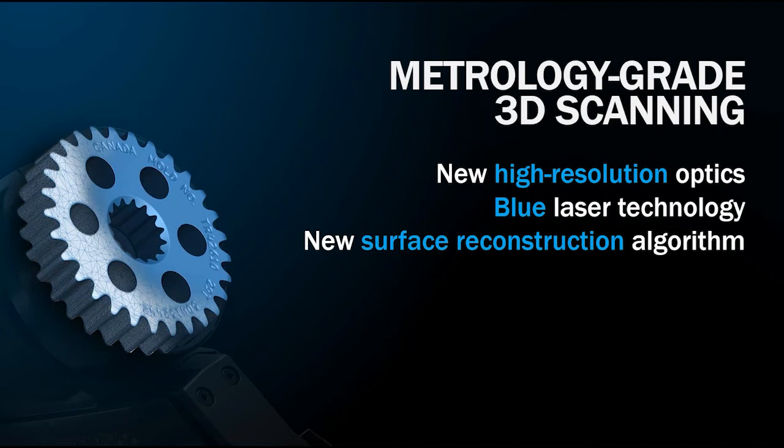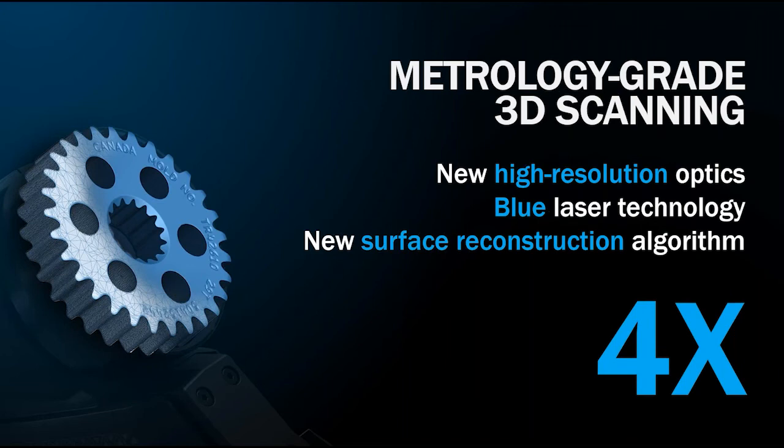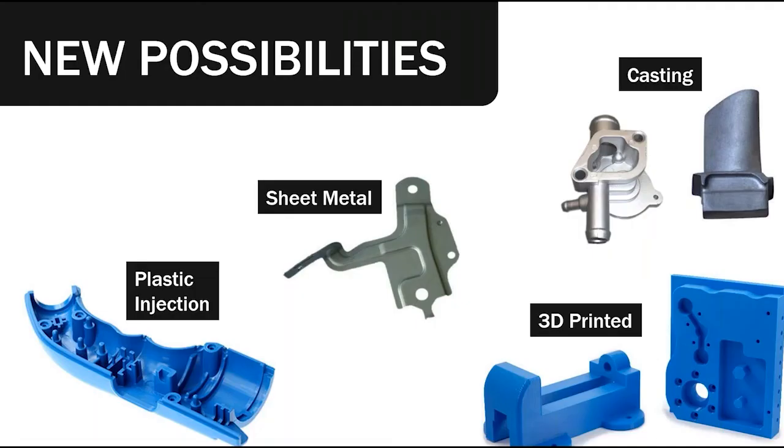So with the addition of the new high-resolution cameras, new lens and blue laser, and a completely new surface reconstruction algorithm, the HandyScan Black has 4 times the resolution of the previous generation. So this improvement of the resolution of the HandyScan Black will open new doors to various applications such as small injection plastic, small casting, sheet metal, or 3D printed part.